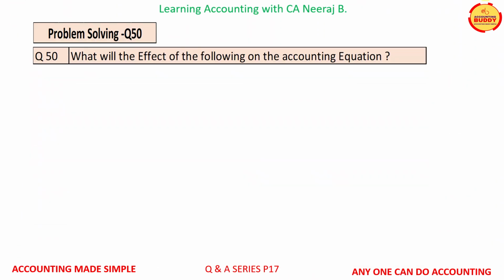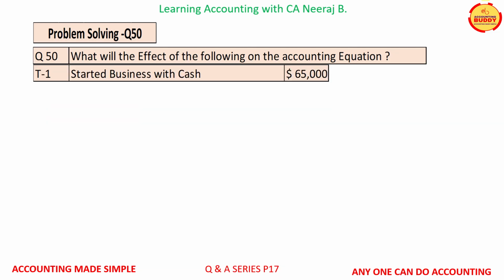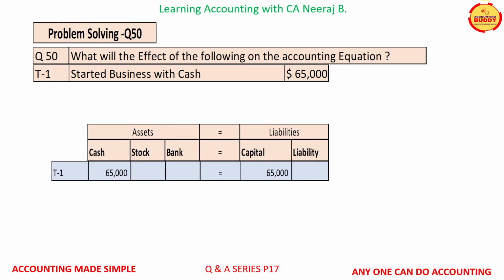Question number 50 on your screens is, what will be the effect of the following transactions on the accounting equation? Transaction T1 is, business is started with cash amounting to $65,000. If we analyze this transaction, the cash which is an asset will increase on the left hand side of the accounting equation, and with this transaction business owes $65,000 to its owners, which will increase the capital on the right hand side of the accounting equation.